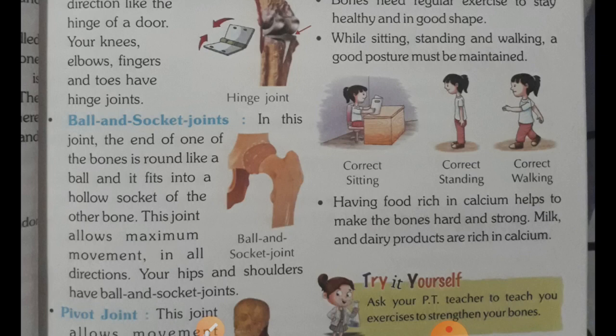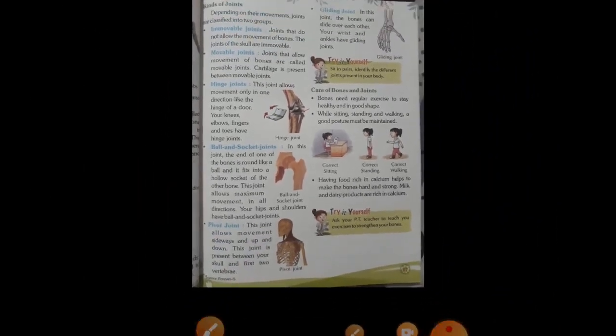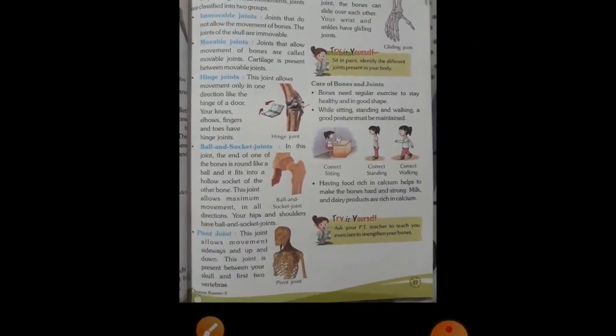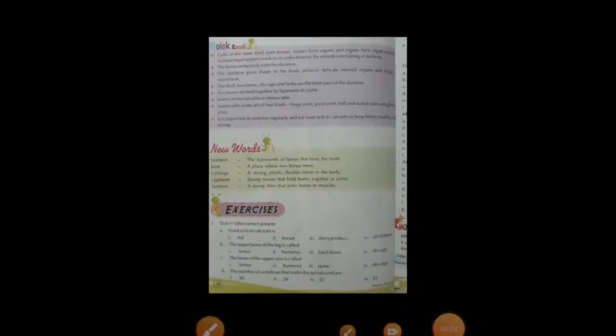That makes our bones strong. So students, this is the explanation of your chapter, lesson number 2. It is over. Now, as I told you, we'll give you an exercise on your next page. Here's your next page, that is page number 18.